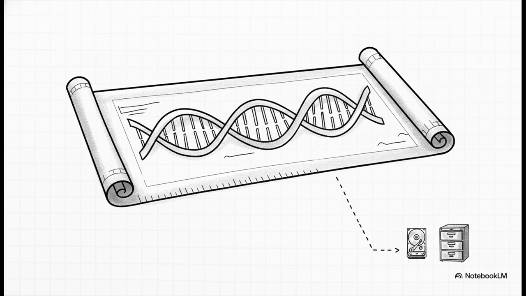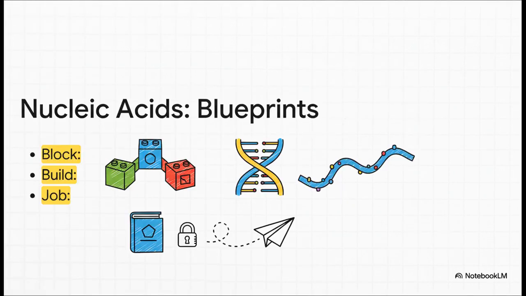This is where all the instructions for how to build and operate a living thing are stored. It's literally the blueprint for life itself. The monomer here, the single Lego, is a nucleotide. When you link millions of these together, you get the polymers we've all heard of: DNA, the master blueprint that's kept super safe, and RNA, which is like the working copy that carries the instructions out to the job site. Their entire game is just information storage and transfer.